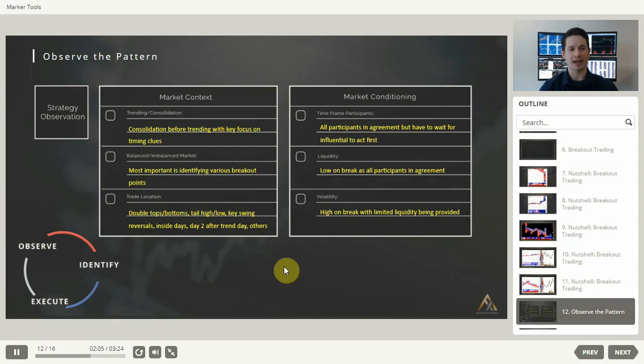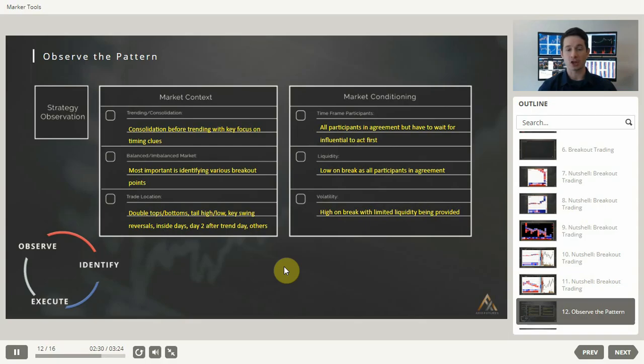In terms of trade location, well, obviously I did give you a couple of ideas for breakout zones, like double bottoms, double tops, tail highs and lows within a trend, key swing reversals within a trend, inside days, and day two after a trend. As well as, obviously, I mentioned there are numerous others, so just make sure you adopt these as well as any others you might have.